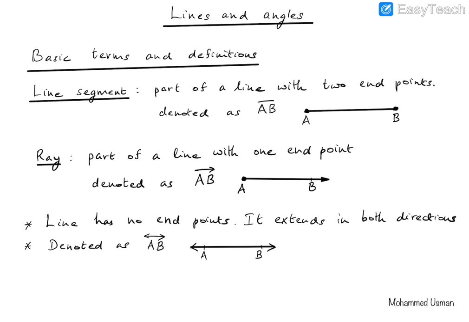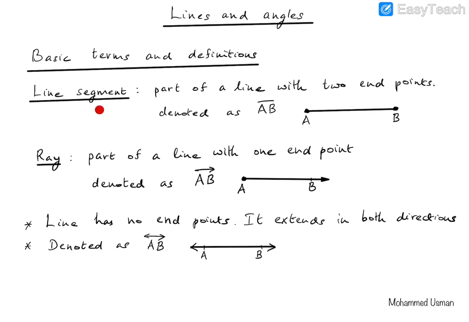Let us begin this chapter by first recalling some basic terms and definitions. We start with lines, and the general notion of a line is that it has no endpoints. That means a line extends indefinitely in both directions. So what we actually draw on a paper or on the whiteboard or blackboard is only a part of the line that has two endpoints.